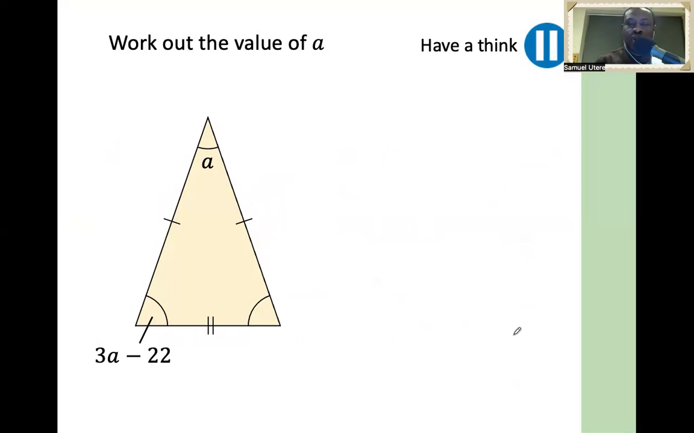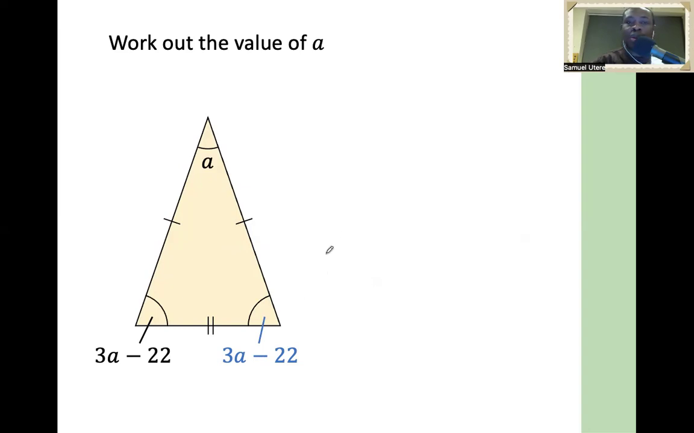Well, remember that we have an isosceles triangle. You can see these hatch marks here. And what do we know about isosceles triangles? We know that the base angles would be equal. So that angle there should be 3A minus 22 as well.